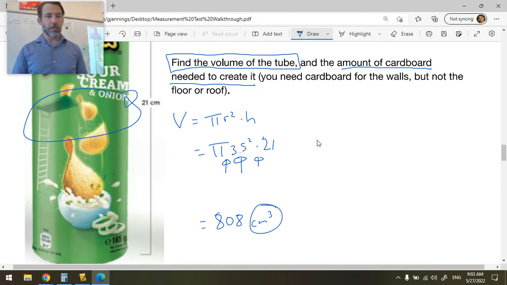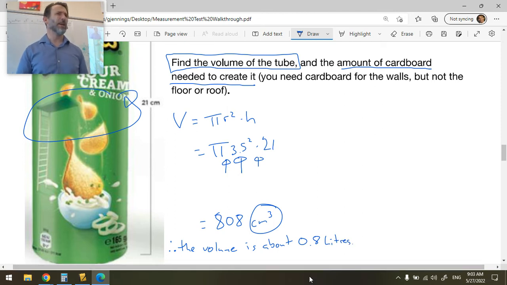And include the unit as well. You can also have a sentence there. Therefore, the volume is about 0.8 liters. Is one way you could have given me the answer. No one gave me the answer that way, but I can kind of visualize what a liter is, and a Pringles tube is a little bit less than a liter because 1 liter is 1,000 centimeters cubed.